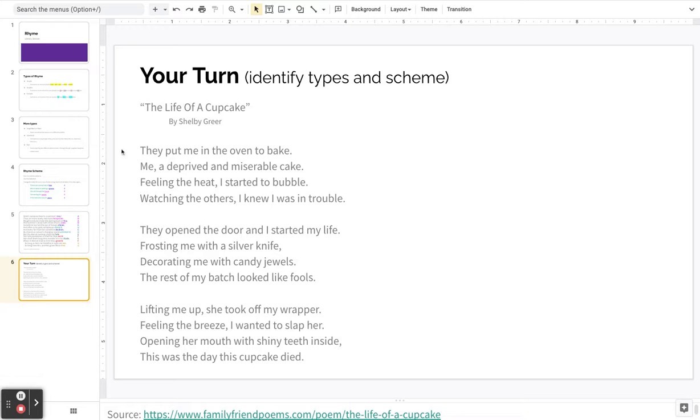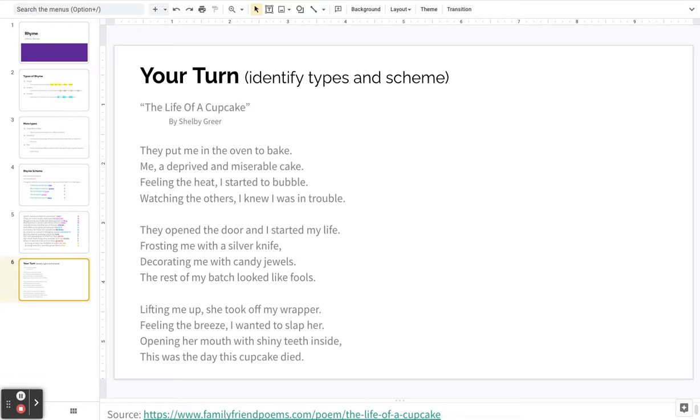All right, so we have The Life of a Cupcake by Shelby Greer. It's a very recent poem. I thought it was cute. They put me in the oven to bake, me, a deprived and miserable cake. Feeling the heat, I started to bubble. Watching the others, I knew I was in trouble.